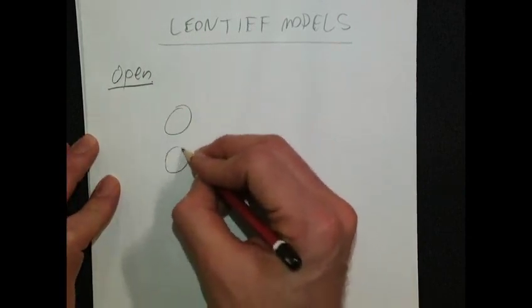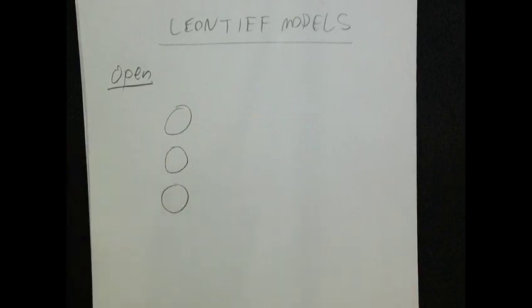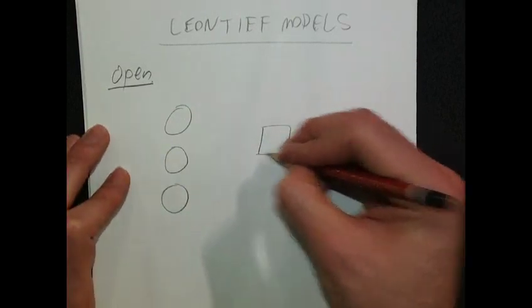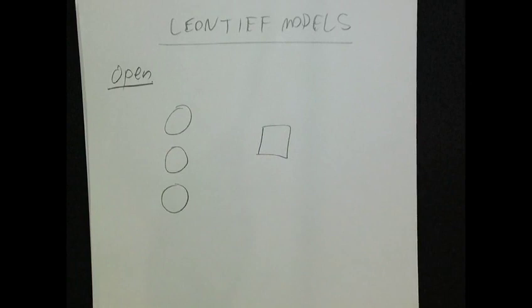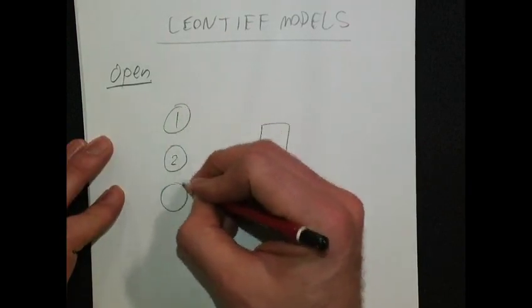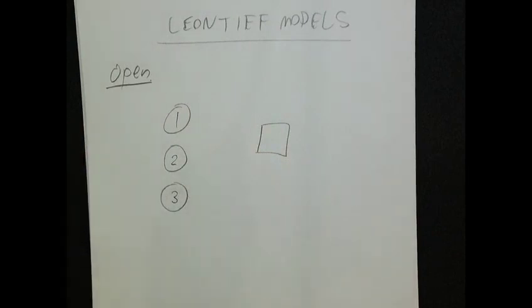So for an open Leontief model, the idea is that you might have different pieces of a company or different pieces of an economy, and then some outside body demanding some product is produced. Your pieces of your company will produce certain outputs, but they will require the other pieces to produce outputs in order to produce that output.